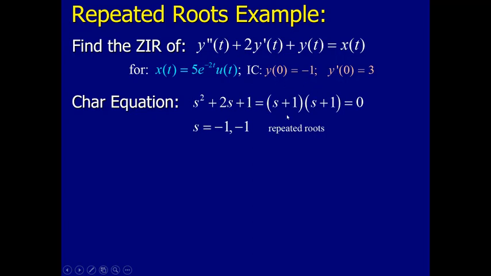Factor it, we have a perfect square. s plus 1 quantity squared equals 0. So two repeated roots, s equals minus 1 and minus 1.